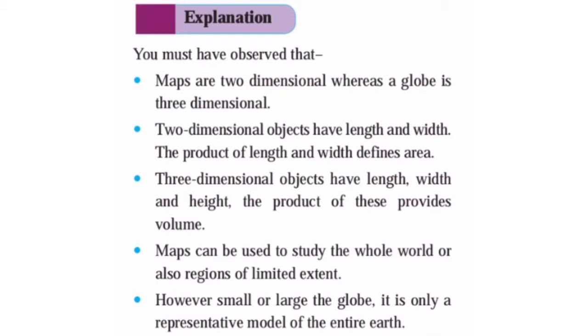Now let us see the fifth and last point. However small or large the globe, it is only a representative model of the entire earth, which means there are all different kinds of globes available, small or large in size. It is only a representative model of the entire earth. Representative model means an alternative, or we can say a substitute example for earth.